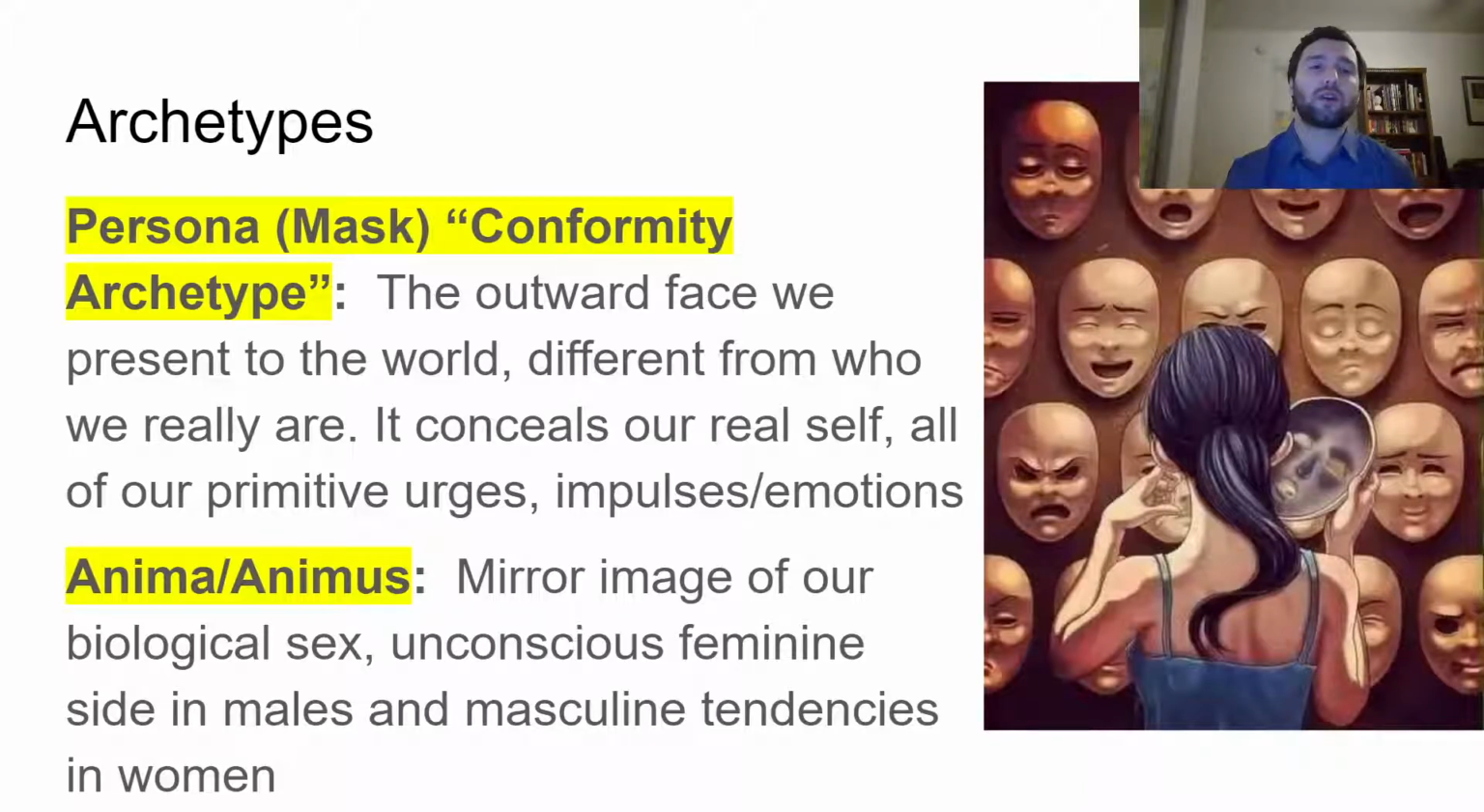So our first one is our persona or our mask. This is the conformity archetype. What the persona represents is our outward face. It is what we show the world. It's a mask. Now, what's important is the persona is different from who we really are. It's an important concept, that we have this mask that is different from the internal reality. And what it does is it conceals that real self. It conceals these primitive urges, these impulses, these emotions. It's concealing things that we kind of keep in, and it's presenting things on the outward, right?